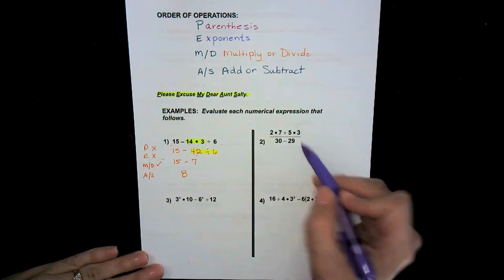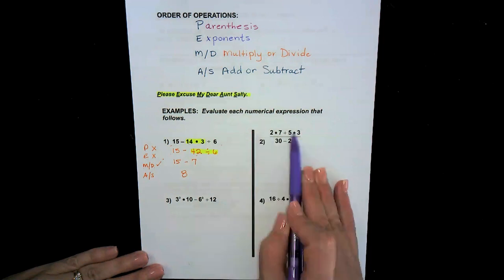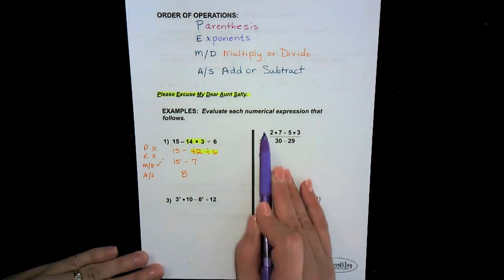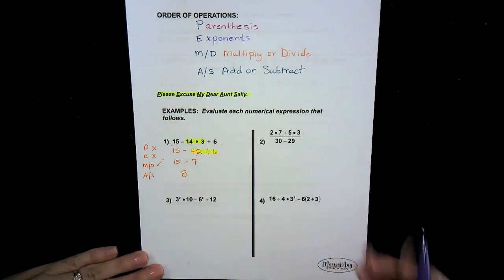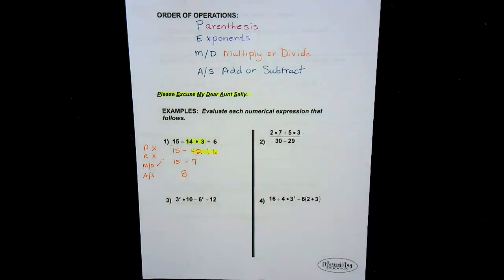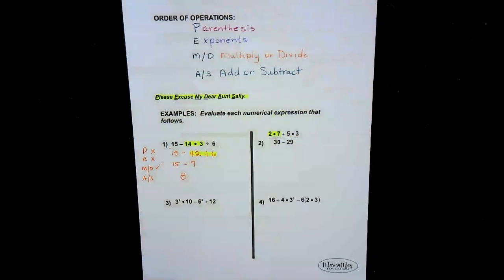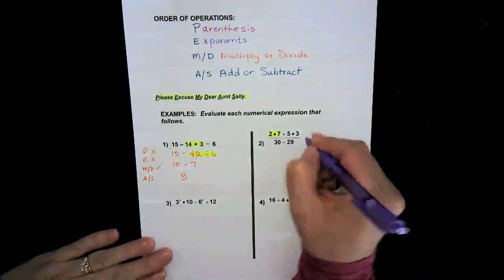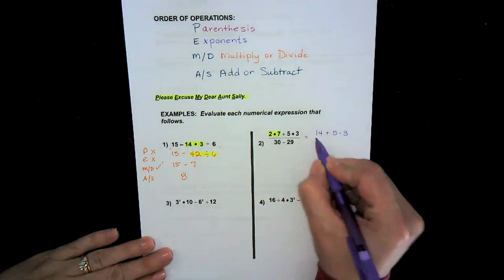This one's a little tricky because of the fraction here. So we're going to do the top and follow the order of operations. We're going to do the bottom, follow the order of operations, and then we'll take care of the fraction together. So on the top, we're going to take care of that multiply on the left first. So we're doing 2 times 7, which would be 14. I'm rewriting the rest of the problem.